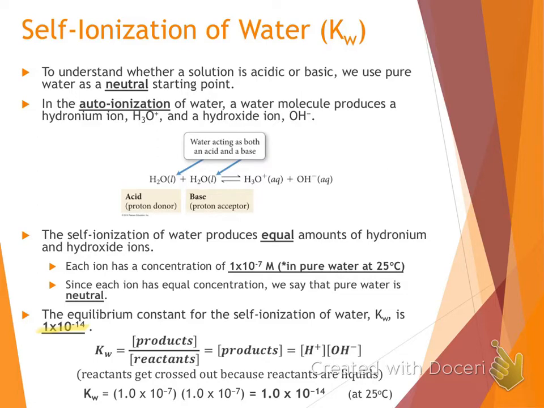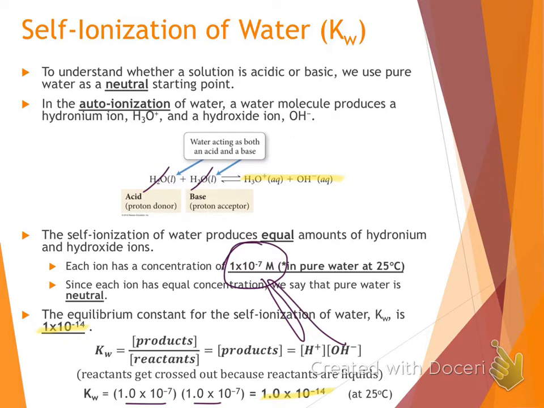So we know equilibrium constants are products over reactants. For Kw, it's just going to be our products because they are aqueous. Our liquid is not included in that equilibrium constant. So Kw is equal to H plus times OH minus. We already said that both H plus and OH minus are equal to 1 times 10 to the negative 7. So the product of those, or our Kw, is 1 times 10 to the negative 14. Again, that is true at 25 degrees Celsius.